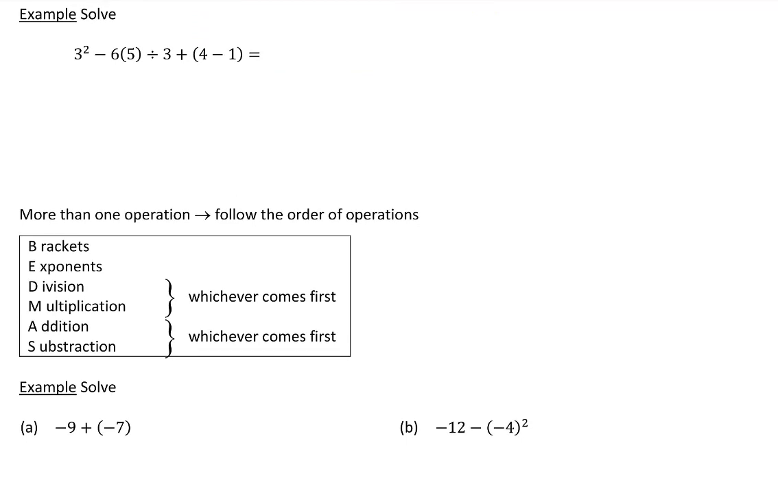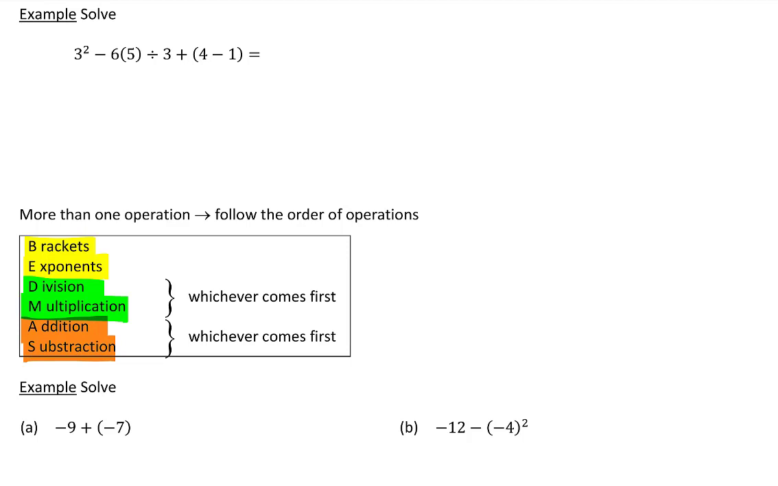So hopefully you recall that you would need to use order of operations. And if we are to use order of operations, we want to start with brackets where possible. Go to exponents, then look at division and multiplication, whichever comes first when you read from left to right, and then finally addition and subtraction. And again, whichever comes first is good practice.